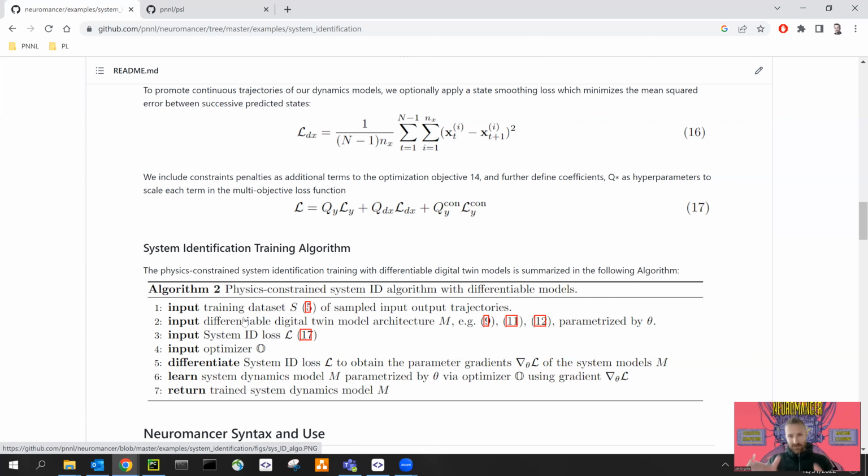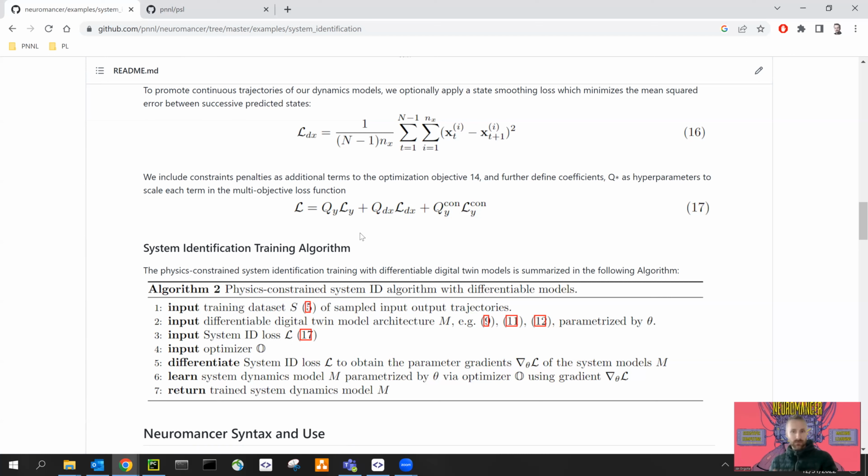You provide this physics-informed loss function, and you provide the optimizer, which in our case is based on PyTorch, a gradient-based optimization. And now you differentiate this system ID loss function and backpropagate these gradients through the digital twin model.